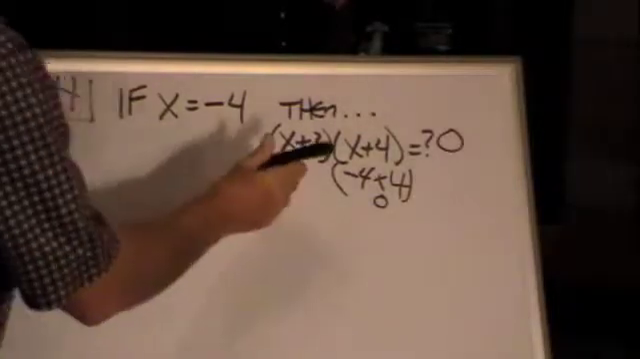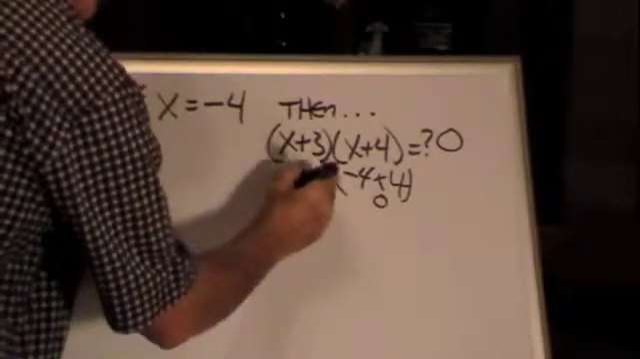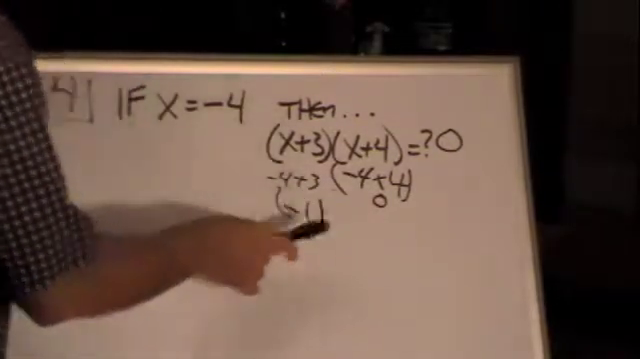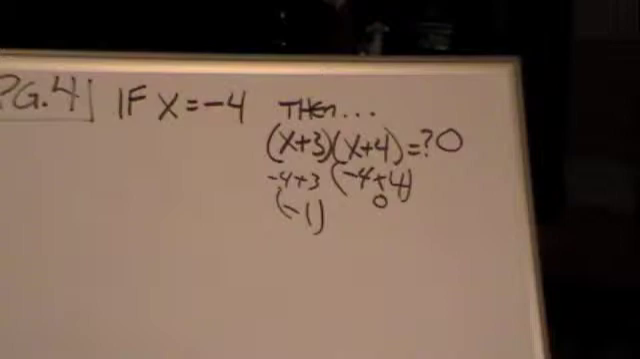Now, if you put the -4 here, -4 plus 3 is what? Sure, -1. Big deal. -1 times 0, still 0. That's how you do it. Simple? Good.